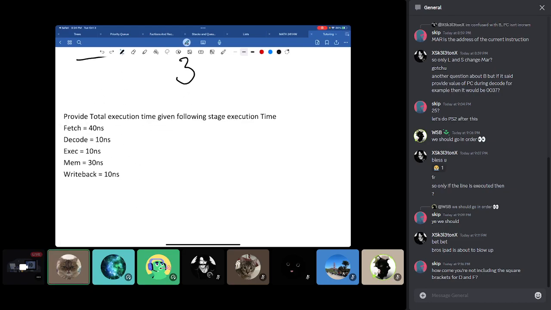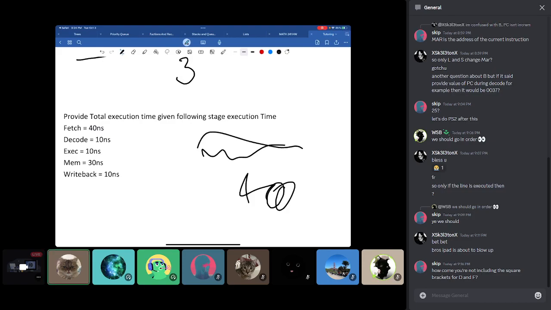Now it's saying provide total execution time given the following stage execution times. Remember, Vivek knows that you are bad at math. Do not put a final arithmetic answer. Just put the formula and just say add it, and he will give you the credit for it. Do not give a final answer like 400. Just show the math and then just box it, I guess, right? So this is a way of showing the math.